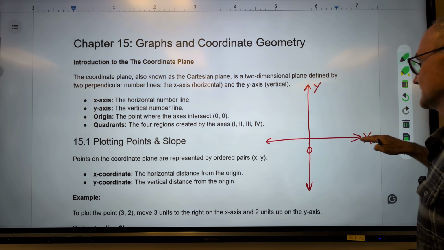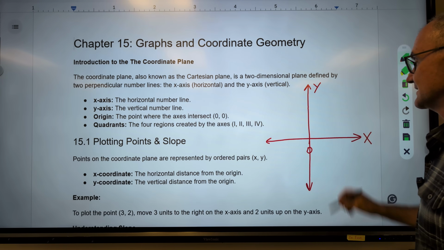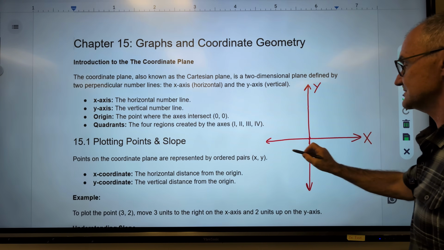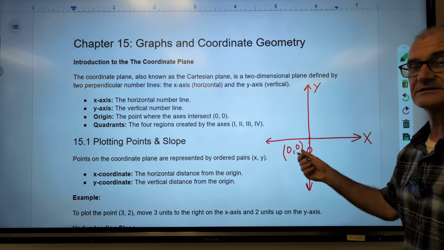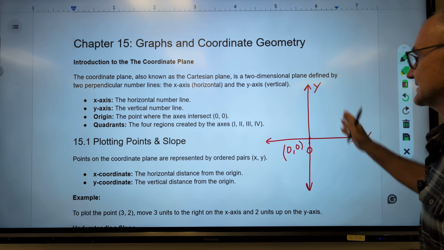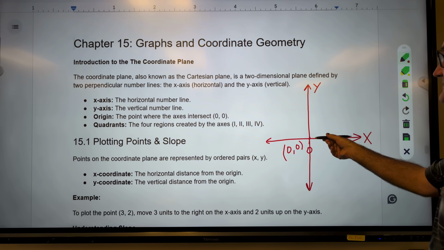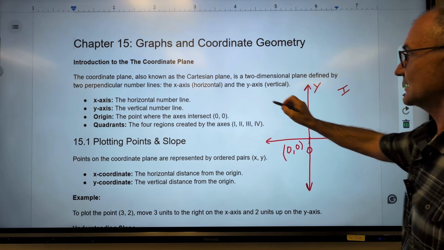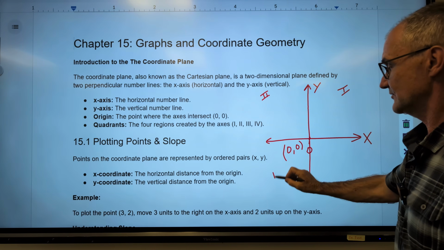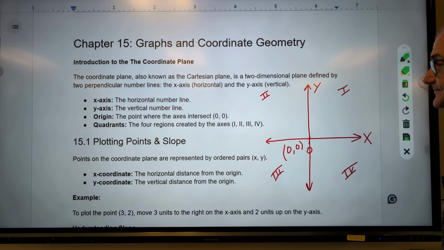Horizontal axis is always x. The vertical axis is always y. This point right here where they intersect is the origin. Its coordinate is 0, 0. And the axes are split into 4 quadrants. You always start right here on the x-axis, rotate counterclockwise. So this is your first quadrant, your second quadrant, third quadrant, and fourth quadrant.